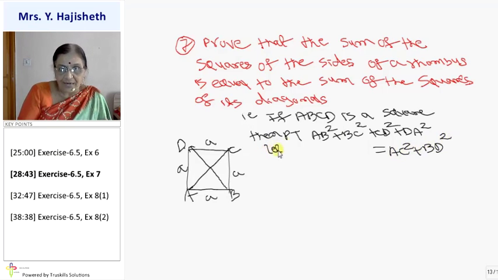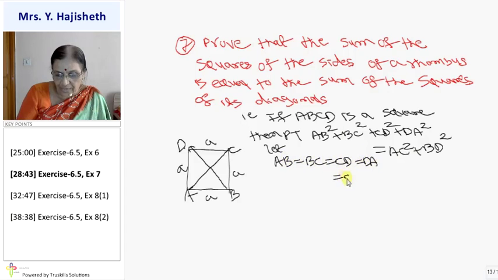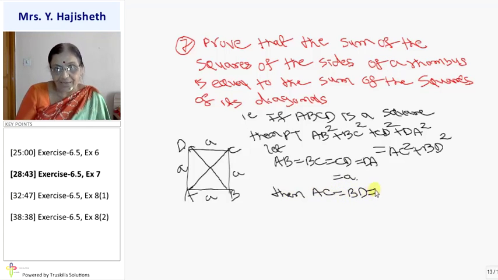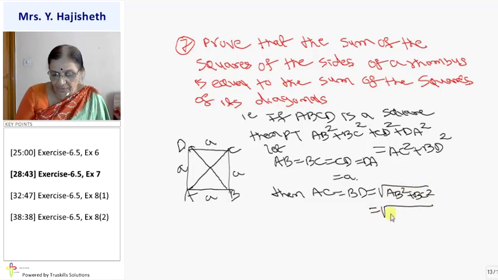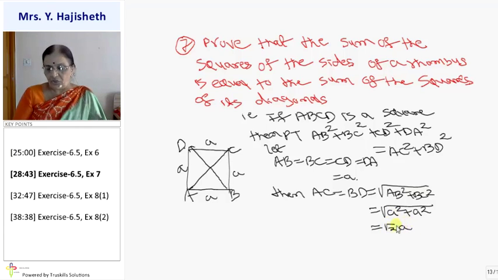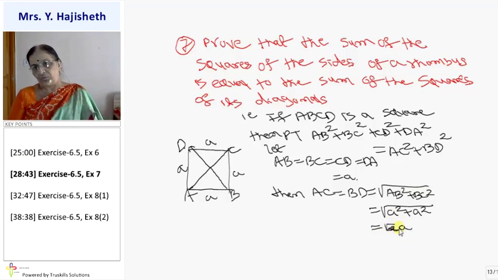Here, as I assumed in the figure, AB is BC is CD is DA and is equal to, suppose, a unit. Then what is your diagonal? Then diagonal AC is equal to BD. I can apply Pythagoras: AC is under root AB square plus BC square. So it is under root a square plus a square. That is under root 2a square, so root 2 a. So what is my length of the diagonal? Root 2 a.